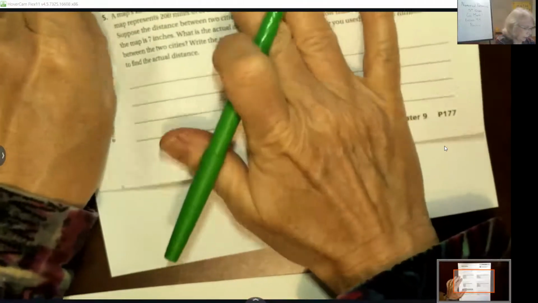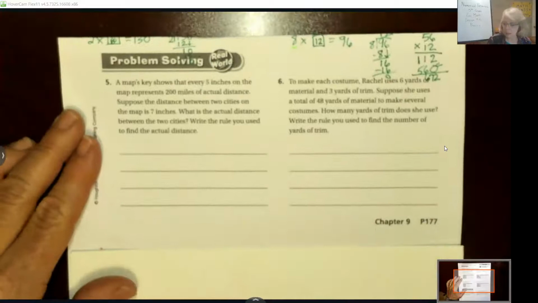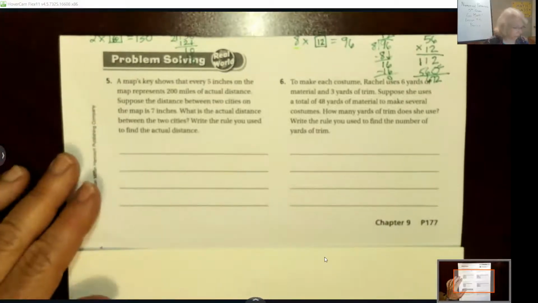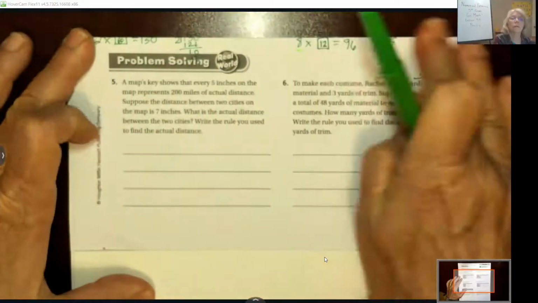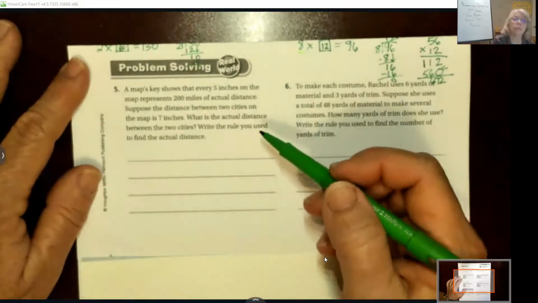This is a little trickier because they don't give us the chart. So here we go. Problem solving. Okay. It's going to tell us the information, but not give us the chart. We're going to make a chart to help ourselves.